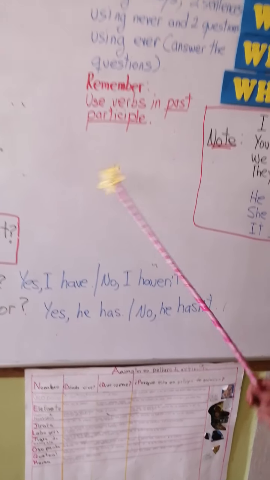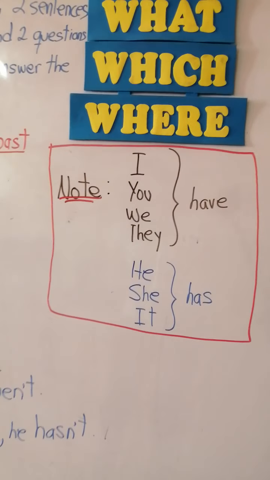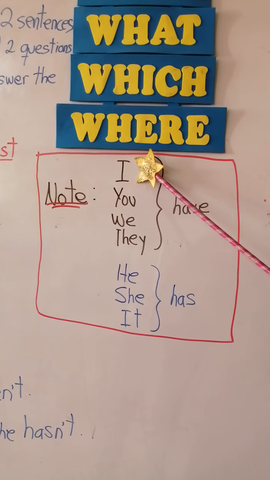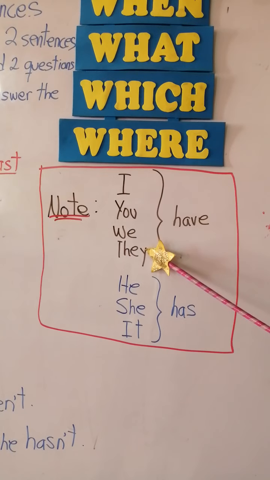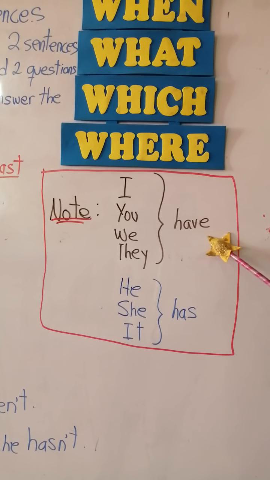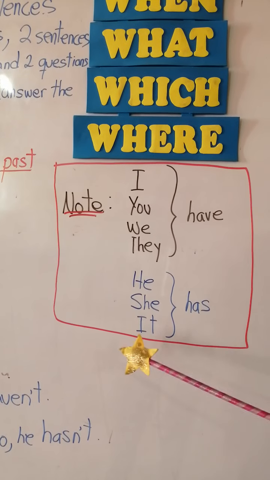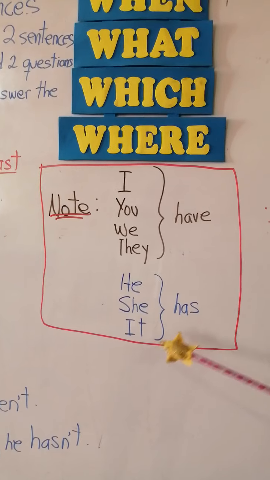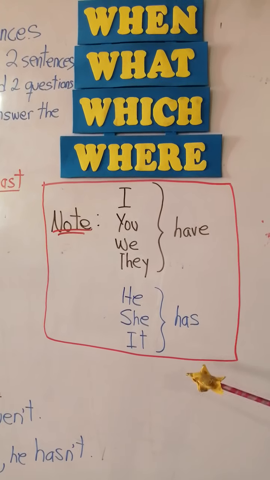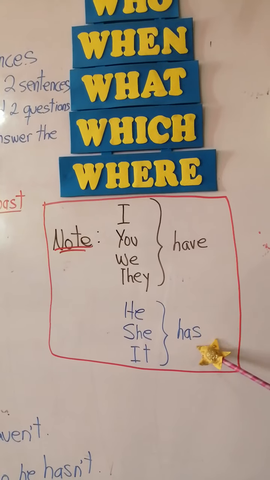Okay, kids, here I wrote a note because you know that if you use these subject pronouns, I, you, we, or they, we have to use the verb have, the auxiliary have for the present perfect. And if we use he, she, or it, you are going to use has because this is third person. He, she, it, third person, you are going to use has.